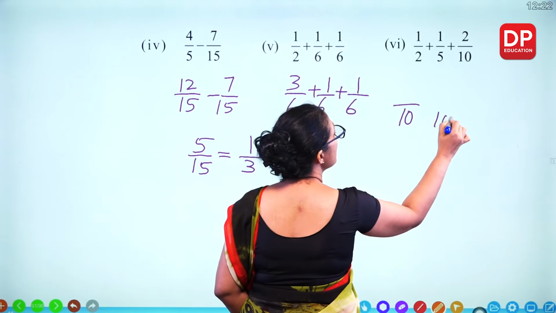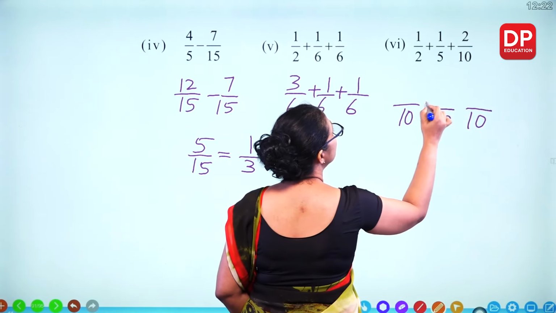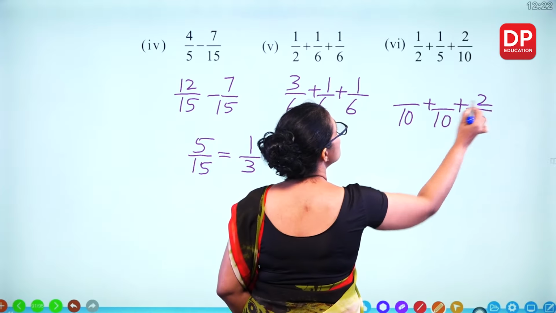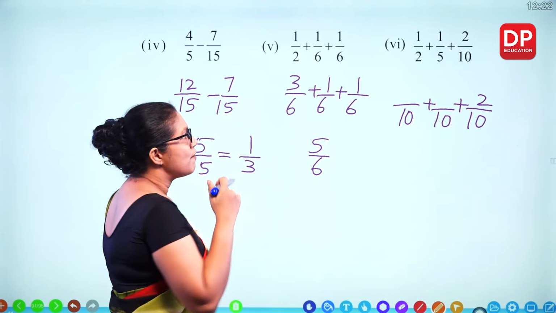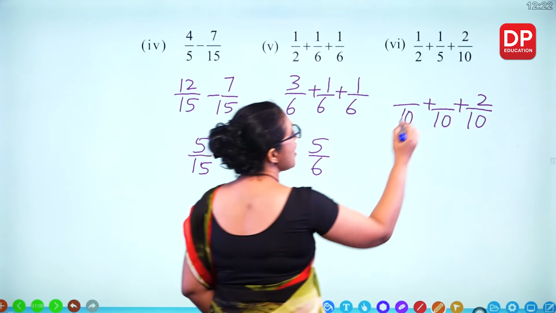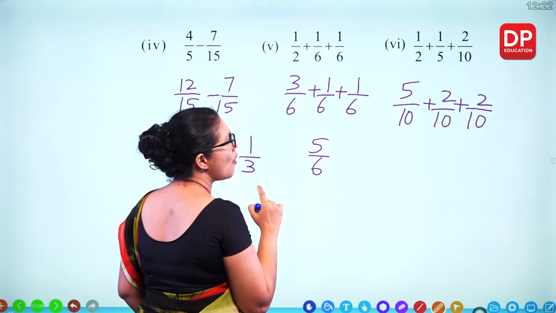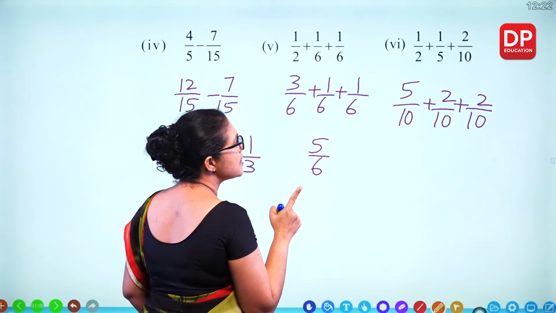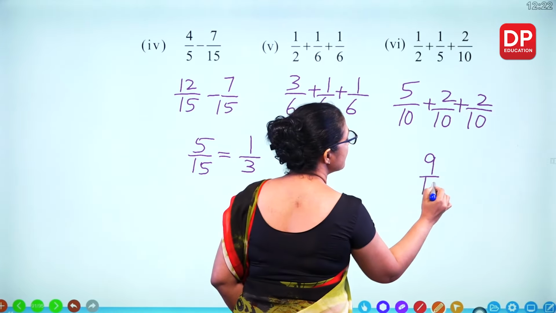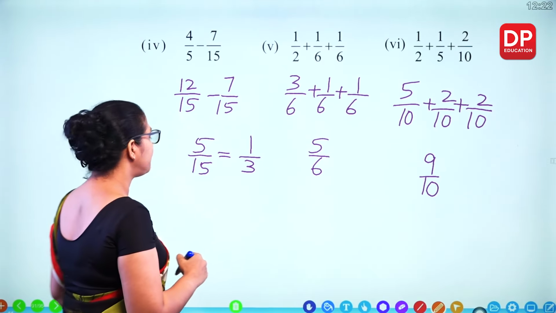2, 5, 10. Convert everything to 10. Small addition. This is 2. How you get 10 from 5? Multiply by 2. 2 times 1, 2. 5 times 2, 10. 5 times 1, 5. Now add it. 5 plus 2, 7. 7 plus 2, 9. 9 over 10.